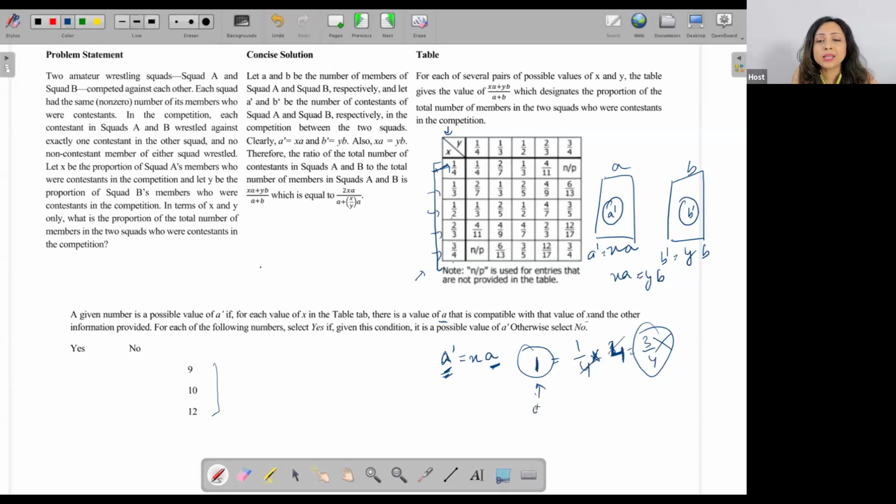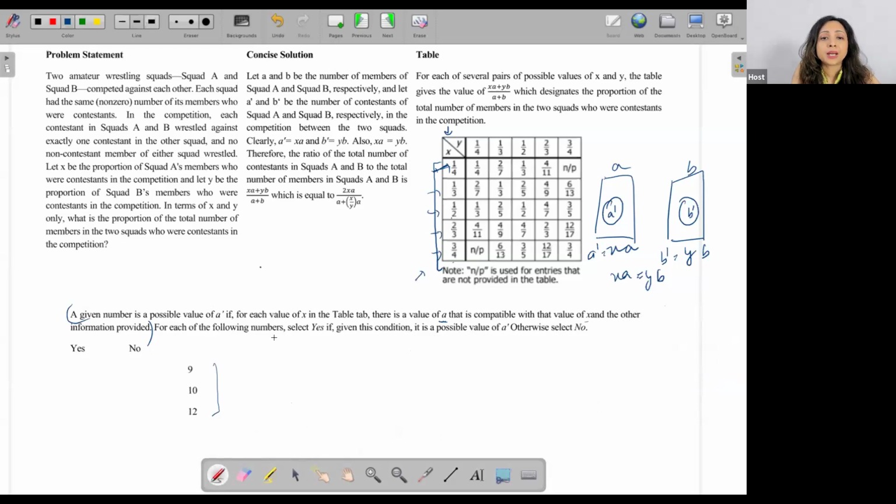So 1 is a possible value for A dash when X is 1 by 4. Just 1 by 4, I've not looked at other values, right? So this is what they mean by this first sentence. Is that clear? What is a possible value for A? All right. I'm going to erase that because we'll need more space.